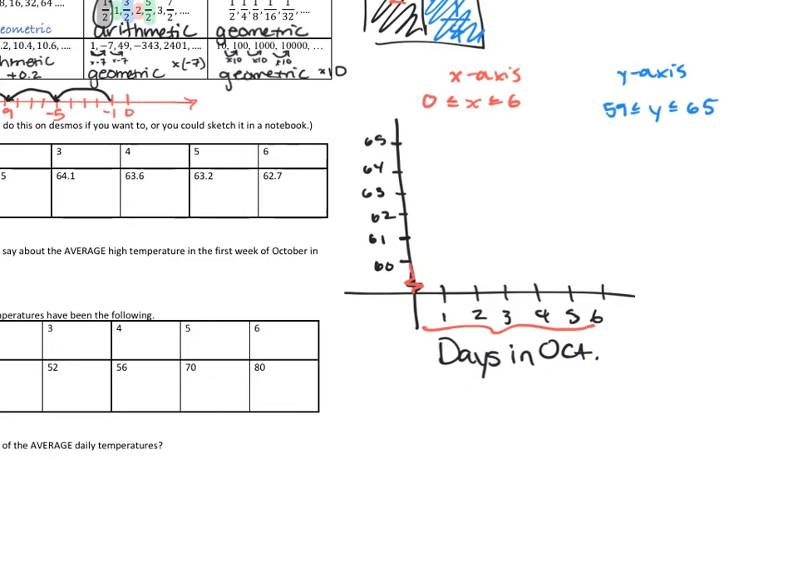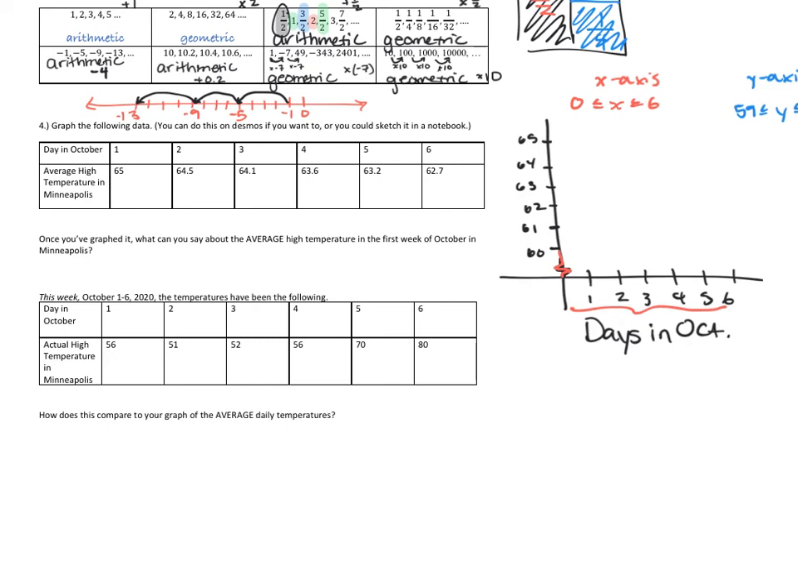Okay, so let's actually graph the numbers. Let's see, we got 1, 65, so I'm going to go over to 1 and up to 65 and put a dot. And then we've got 2, 64.5, so that's going to go halfway between 64 and 65, but right above the 2. 64.1 is going to be about there. 63.6 is going to be about there. 63.2, just a little bit above the 63, and then 62.7, a little bit below the 63. Okay, so now I've got it graphed.